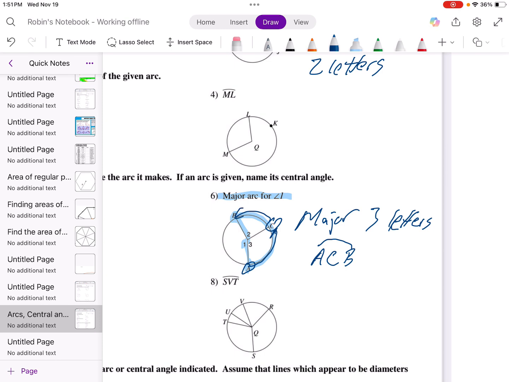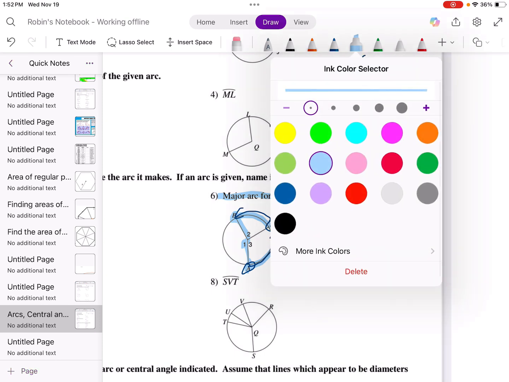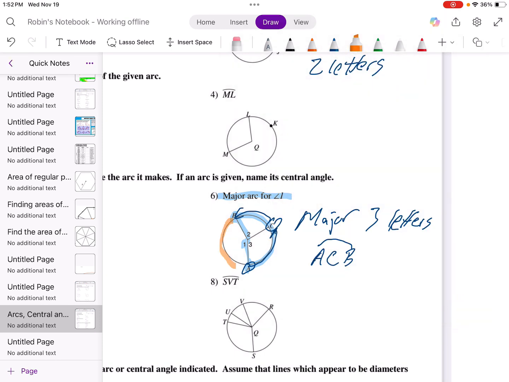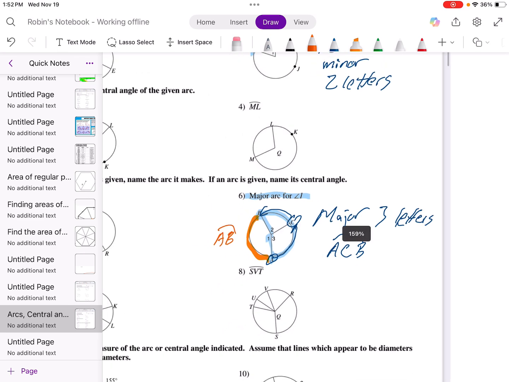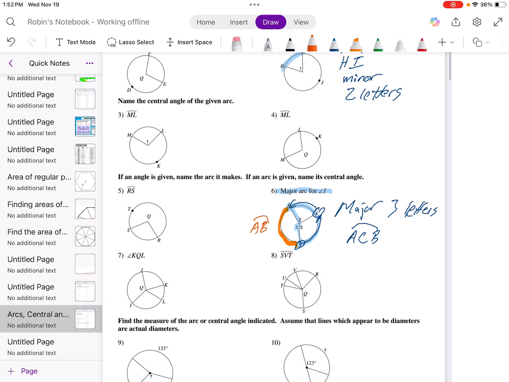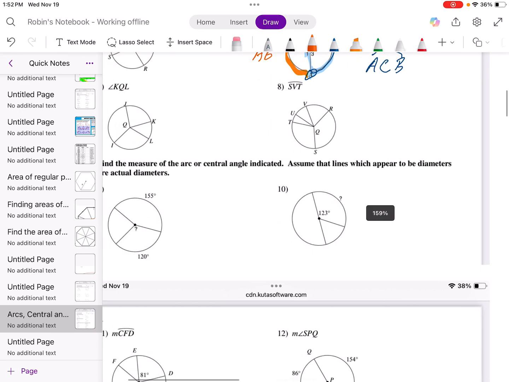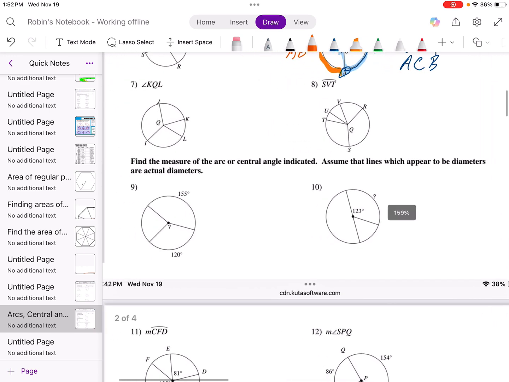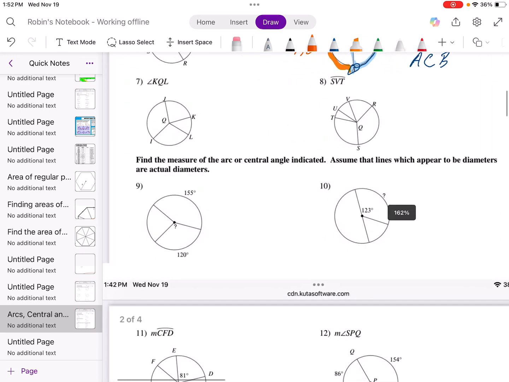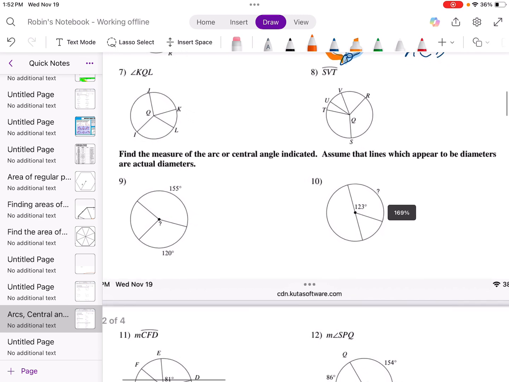If all I said was AB, it would be that shorter piece. That's the difference between a major arc and a minor arc. Now, when it comes to distance, circumference, I'm just saying find the measure of the arcs or the central angle, right? And it says if it looks like a diameter, it is. If it looks like a radius, it is. So the points in the center are there.